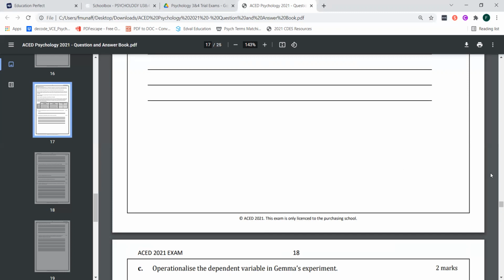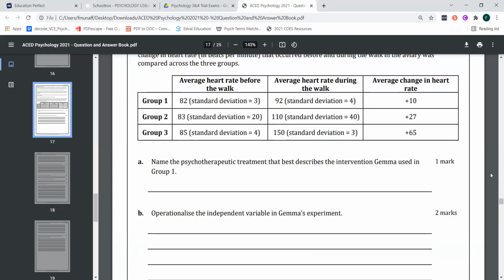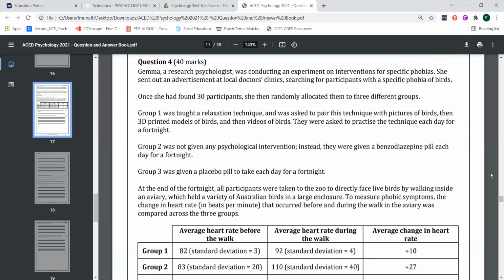Yeah, and obviously, because we're dealing with your thoughts and your feelings around the phobic stimulus, systematic desensitization is a type of psychological evidence-based intervention for specific phobia. Whereas benzos, which is what group 2 went through, is a biological evidence-based intervention because it's a drug, just like an antidepressant or any kind of drug. It affects your neurotransmitters in your brain. It affects your brain chemistry there.